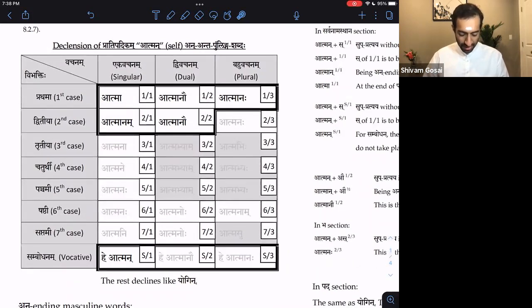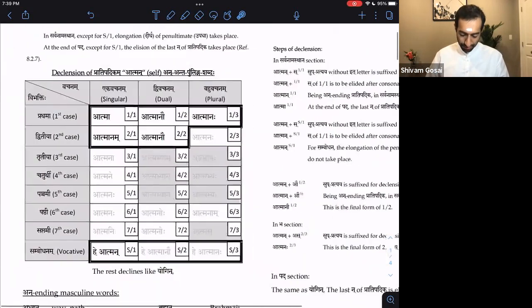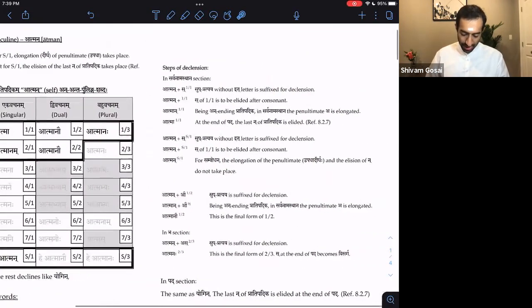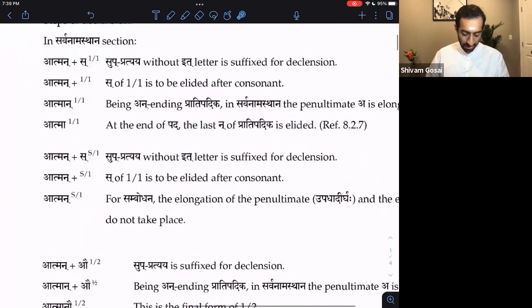Okay, so declension of pratipadika Atman, which is the self. This is an ananta punlinga shabda. Now, most of it is just adding the suffixes. This Sarvanamasthana section is a bit peculiar, but not too difficult. And then we'll see that there's a little bit of sandhi in this pada section. So let's look at this Sarvanama section. Let's look at 1-1, how it's made.